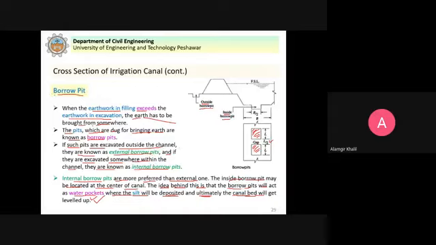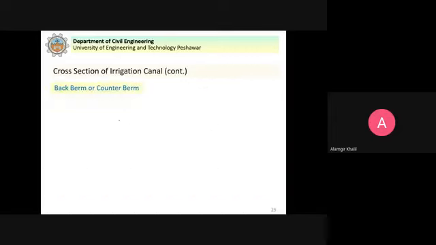So these are borrow pits. Clear? We borrow the material that is required for filling in case the earthwork in filling exceeds the earthwork in excavation. Next we have back berm or counter berm.